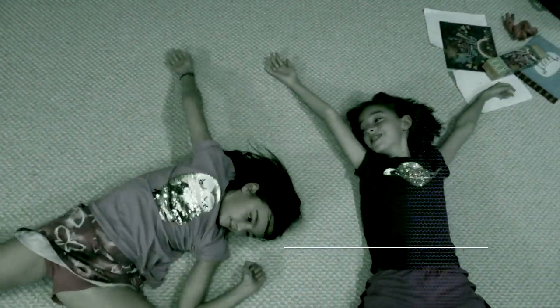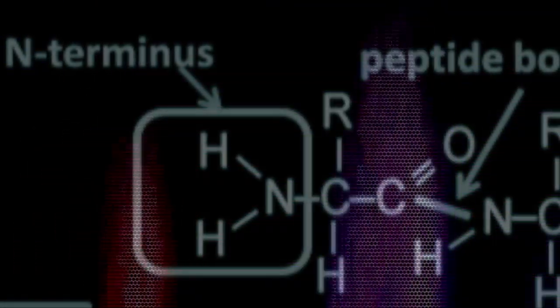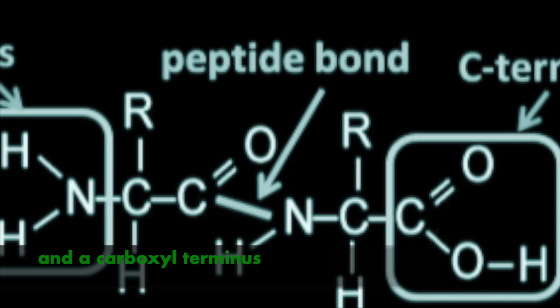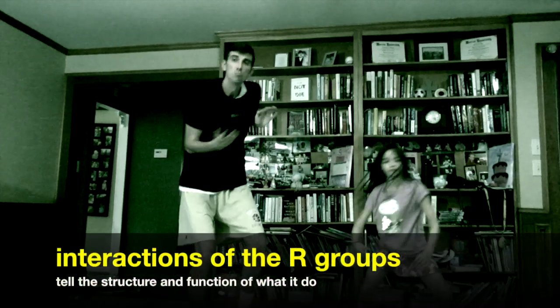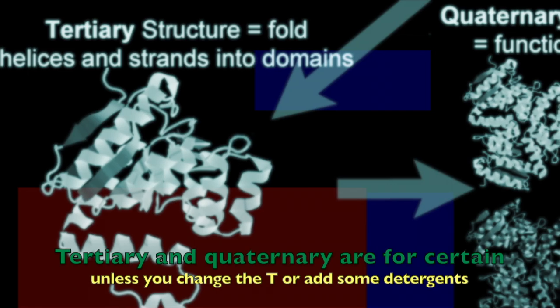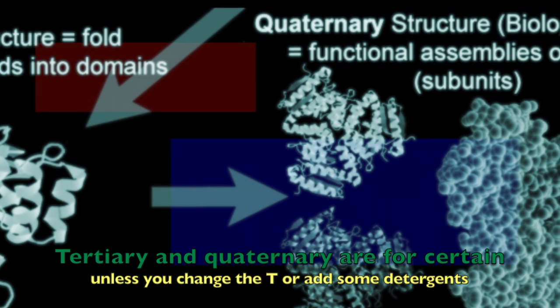R groups get categorized: hydrophobic, hydrophilic, or ionized. It has an amino terminus and a carboxyl terminus. Interactions of the R groups tell structure and function, what it does. Tertiary and quaternary are off for certain, unless you change the temperature or add some detergents.